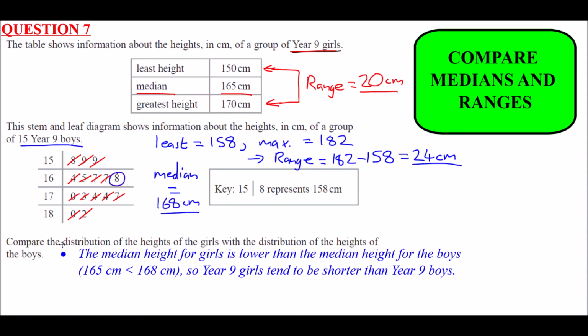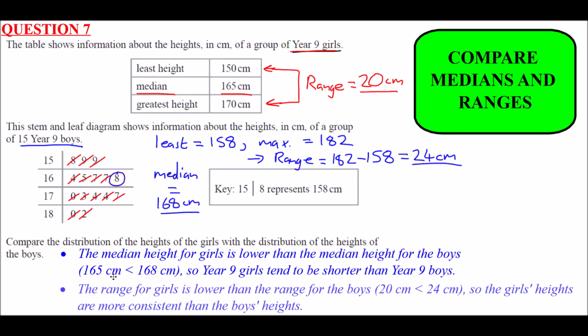And the other point about the ranges, range measures consistency. The smaller the range, the more consistent the heights are. So because the range for boys is bigger than the range for the girls, we could say that the heights of the Year 9 boys are more varied or less consistent than the heights of the Year 9 girls. So you could say something like this, for example. The range for girls is lower than the range for boys, because 20 is less than 24, so the girls' heights are more consistent than the boys' heights. Something along those lines would get you the other mark.